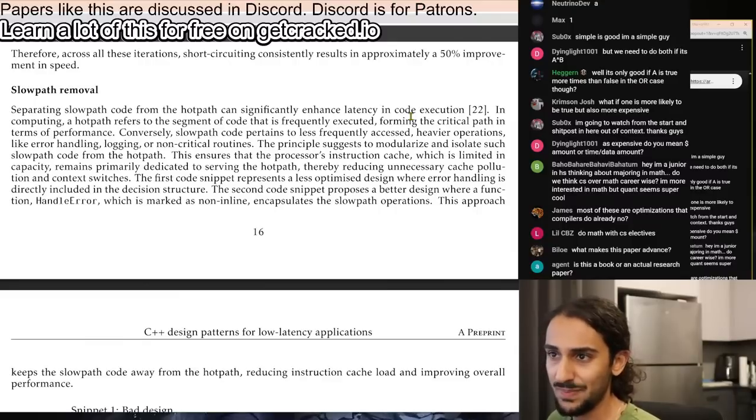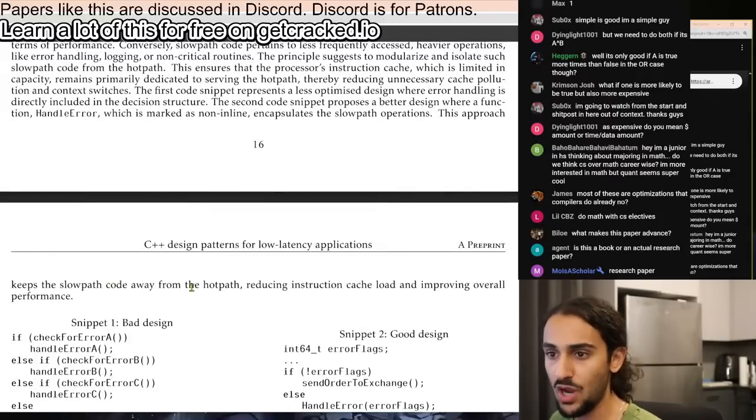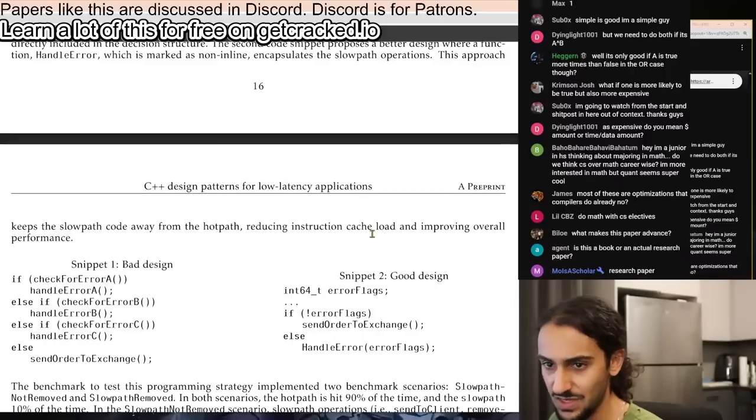The first code snippet represents a less optimized design where error handling is directly included in the decision structure. The second code snippet proposes a better design where a function handleError, which is marked as non-inline, encapsulates the slow path operation. This approach keeps the slow path code away from the hot path, reducing instruction cache load and improving overall performance. Let's see what this does.